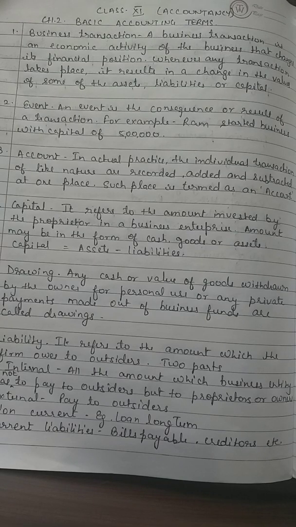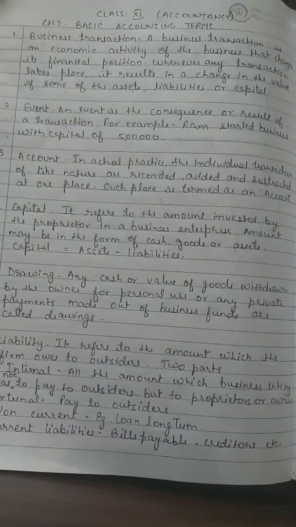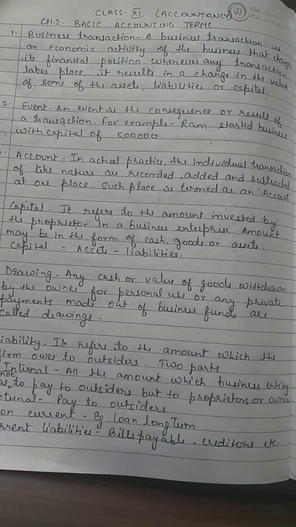For example, long-term loans and debentures. And current liabilities refer to those liabilities which are to be paid in near future, that is normally within 1 year. Very important. For example, bank overdrafts, bill payable, creditors, outstanding expenses and short-term loans.